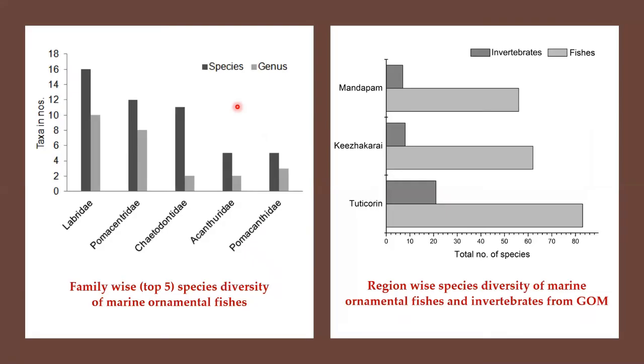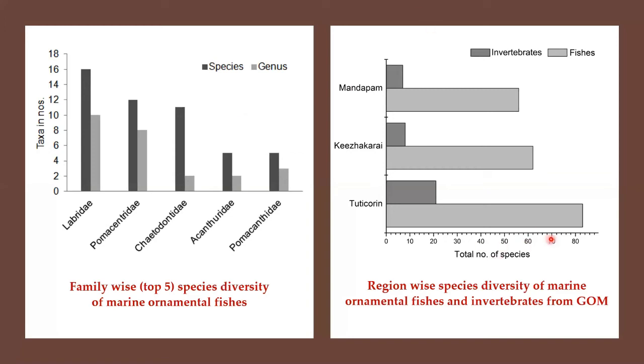And the family-wise diversity, if you see, there is Labridae, which is a wrasse. Almost 16 different species have been observed, followed by Pomacanthidae and other families. And the region-wise diversity, there are 3 major hubs in the Gulf of Mannar. One is Tuticorin, Kilakarai, and the Mandapam regions.